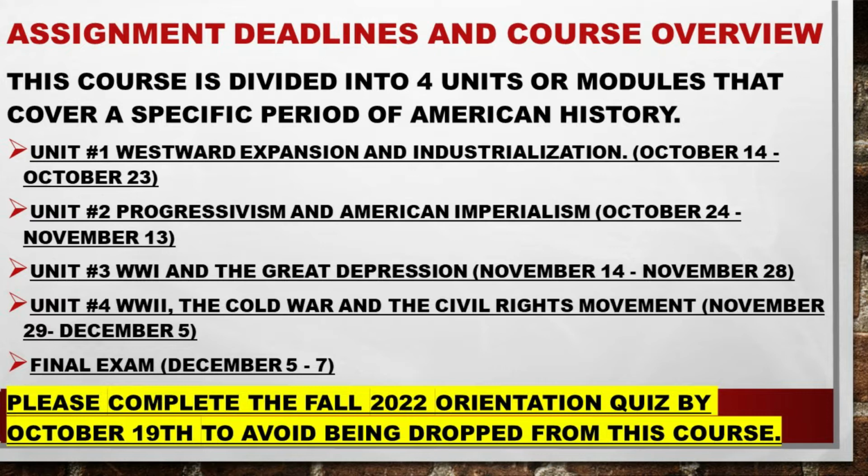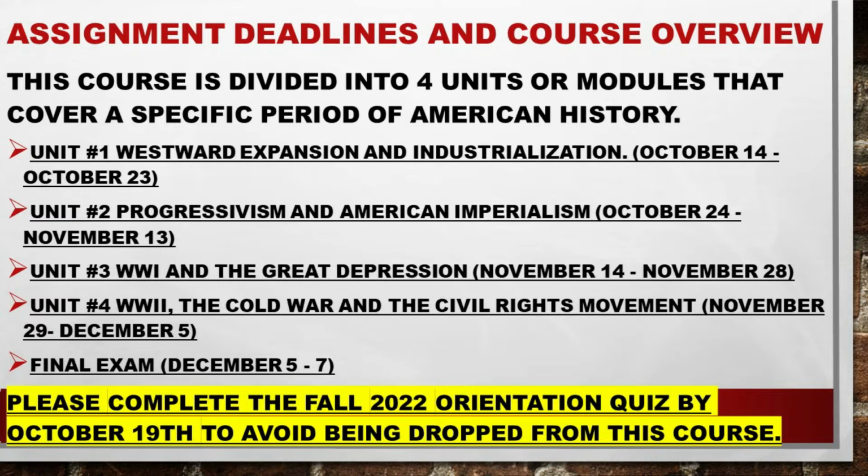We can see on this slide here that this course is divided into 4 major units, and each of them covers a different period of American history. We've got Unit 1, Westward Expansion and Industrialization, then Progressivism and American Imperialism, World War I and the Great Depression, then on to World War II, the Cold War, and the Civil Rights Movement. And we'll finish up with a final exam.